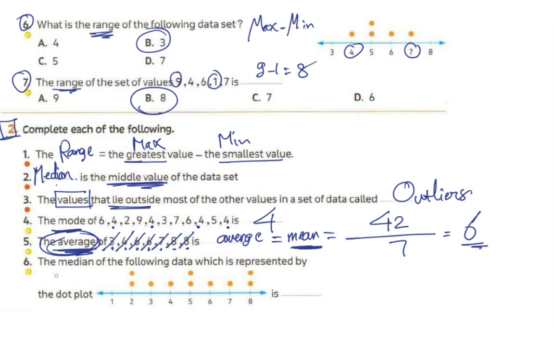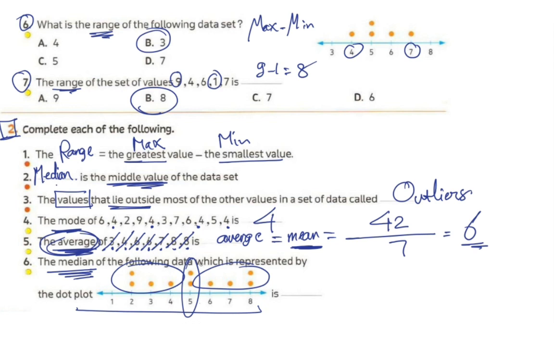Point number 6. The median of the following data, which is represented by this dot plot. What he asks us about is the median. How to calculate the median? Now look at this dot plot. What do you note? We know that this dot plot is symmetrical. If I look here at the center of this dot plot, you find all of these dots are the same, these dots, right? As a mirror. So we have the middle here.